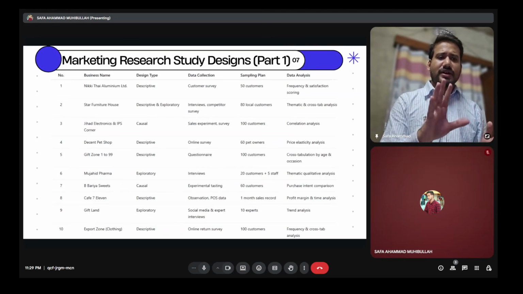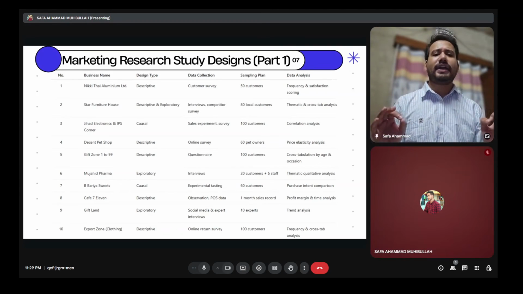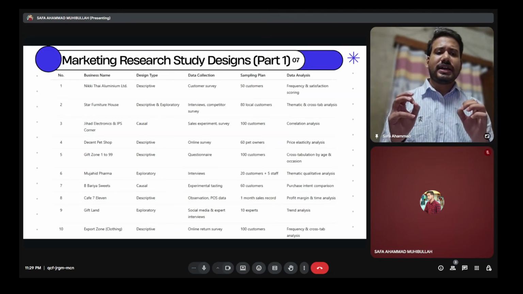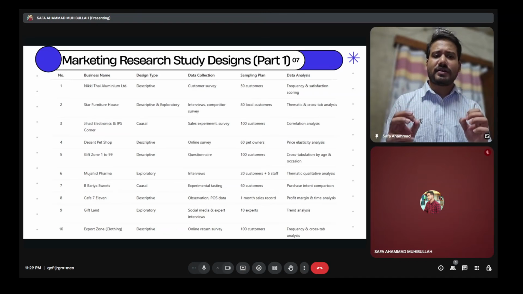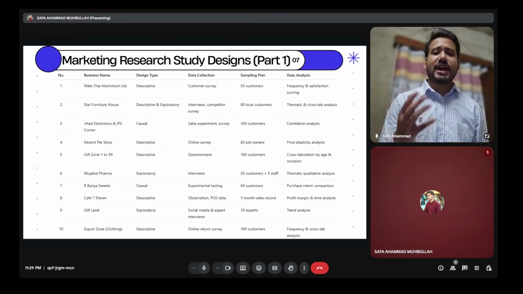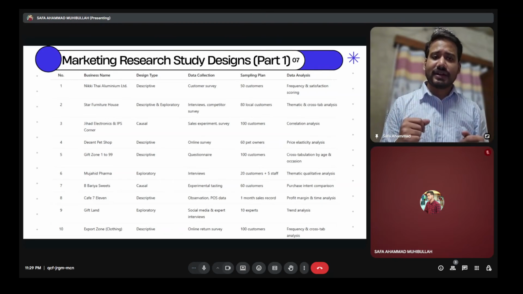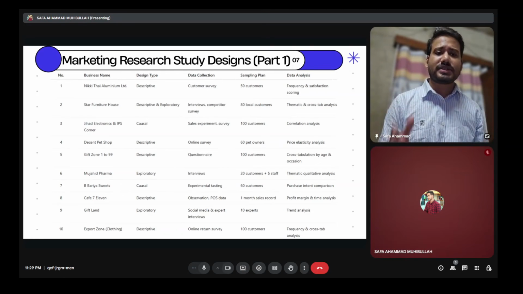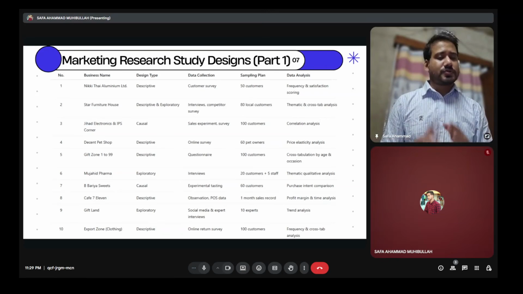So I suggested a causal design using a sales experiment with discounts to see if the purchase increases or not. For example, there's a cafe called Cafe 7-Eleven. I used a descriptive research design that collects data from their POS system to identify which item makes the most profit and when customers visit most often.